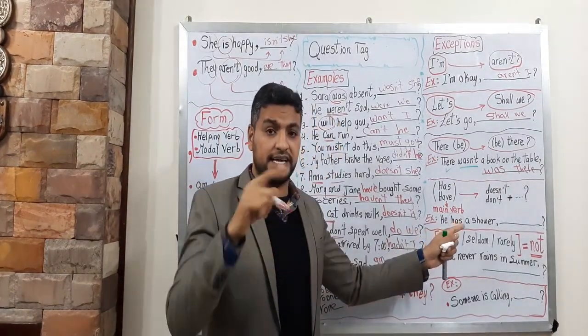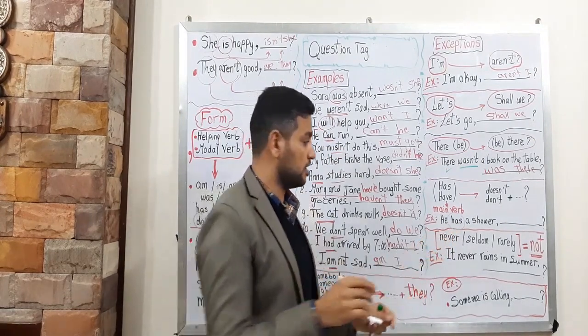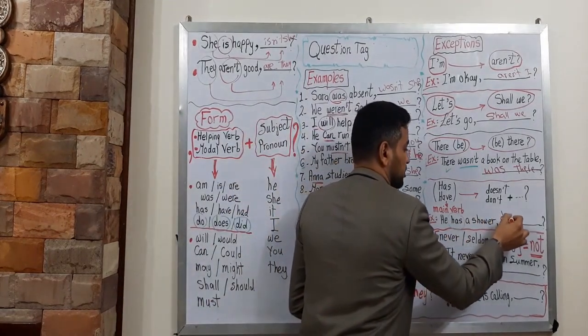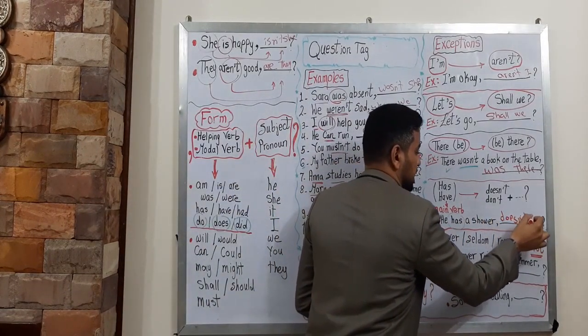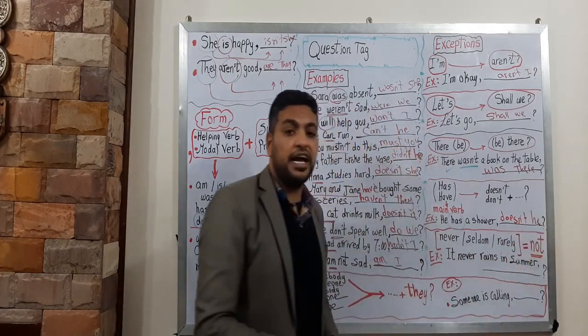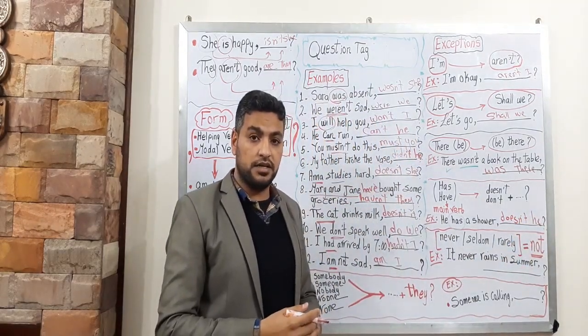Got this point? So he has a shower. Has is the main verb. Don't say hasn't he, but say doesn't he? If I said, I have a shower, it will be, don't I?